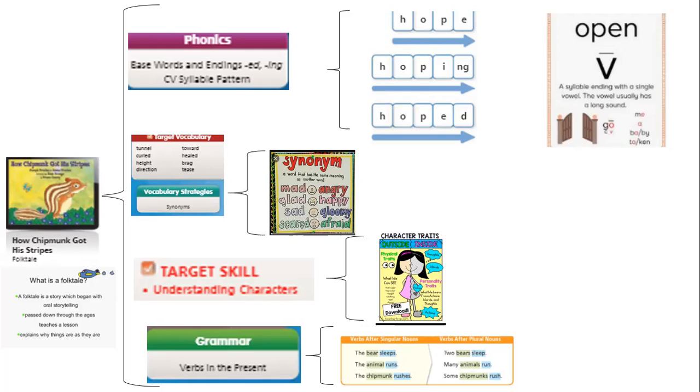So that's something too that you will be learning about this week. When we have one subject, we put an S on our verb. When we have more than one subject, we do not put the S on our verbs to tell that it is happening now. So those are your skills for how Chipmunk got his stripes.